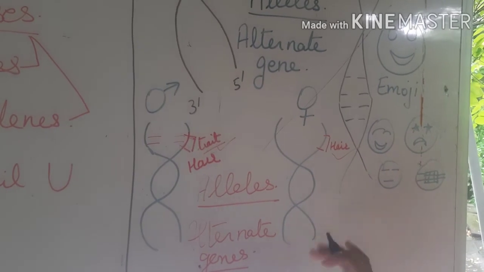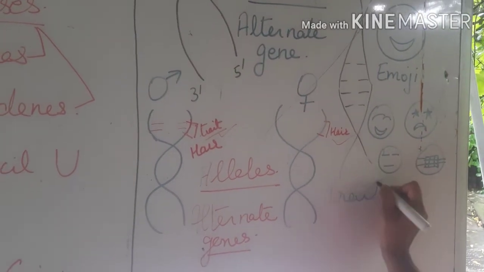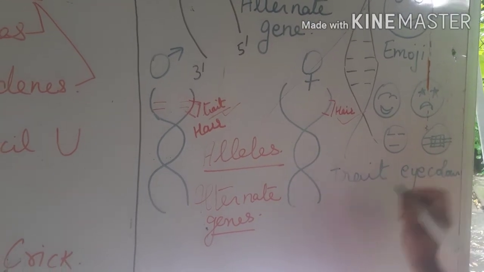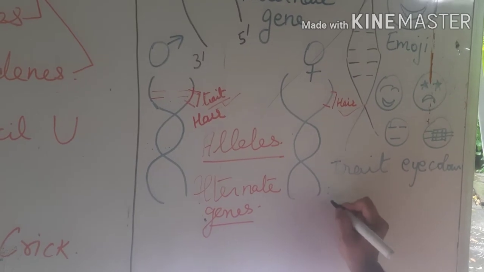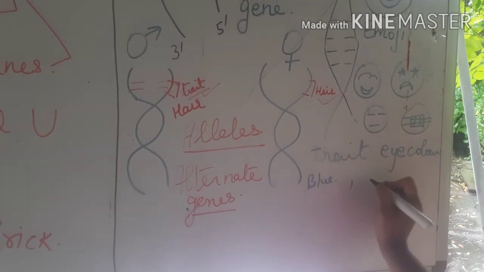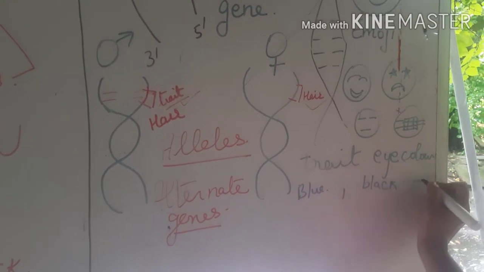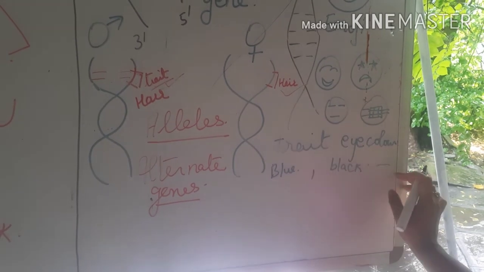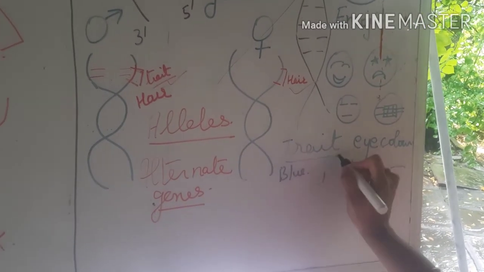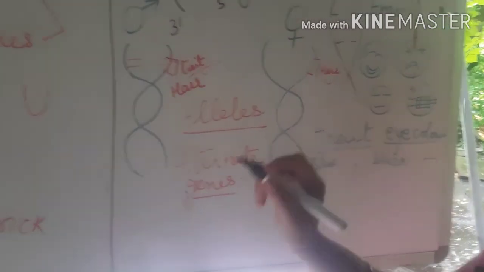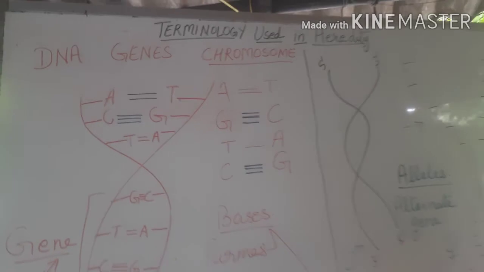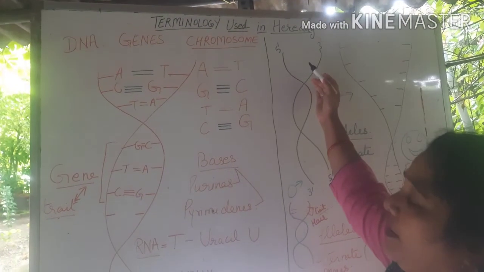Now coming to our example, a trait is like the eye color, but it can be dark blue, brown, blue eyes, black, or any. Those are all the different alleles, or the genes showing those things, and the single trait is the eye color. Now you know the trait, alleles, chromosome, genes, DNA, a few of the terminology required for knowing heredity.